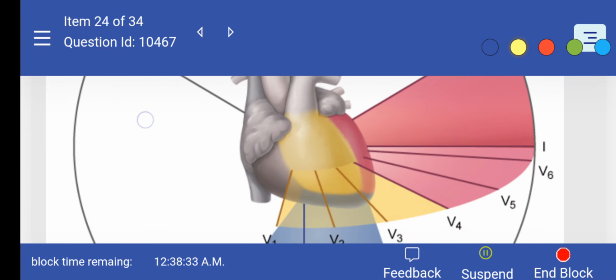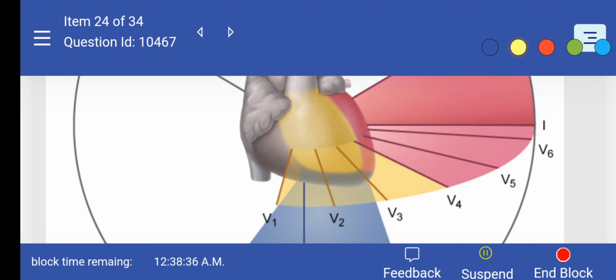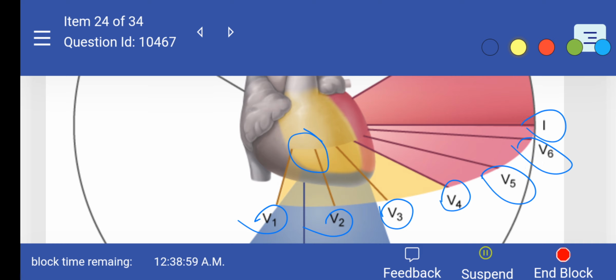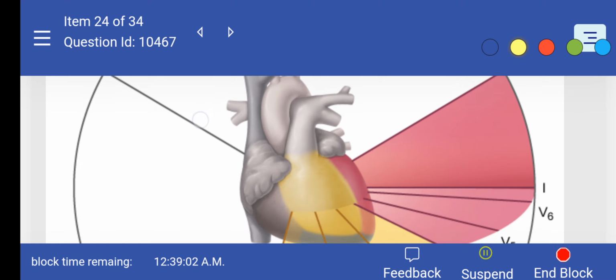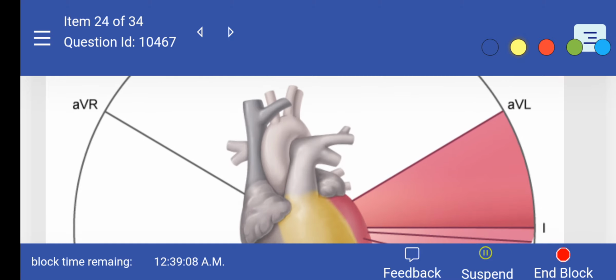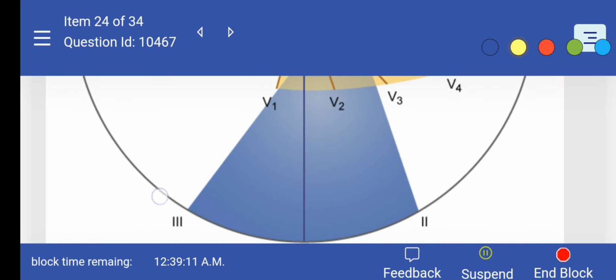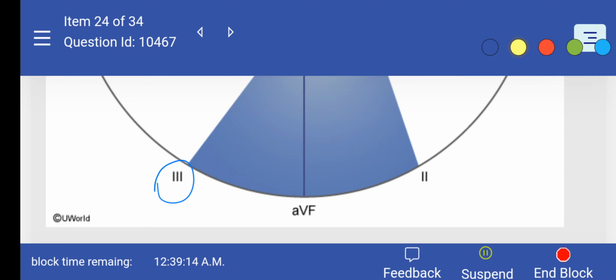right? So if you look at the heart, this is the anterior side of the heart, right? This is V1 and V2. That would be supplied by proximal LAD. V3 and V4 would be supplied by the distal LAD, right? And V5, V6, and lead 1 and with that we have AVL. They are used for the lateral side, anterolateral. Okay, and AVR is for the right side, and with that we have lead 2, 3, and AVF. Leads 2, 3, and AVF are used for inferior wall MI, right?